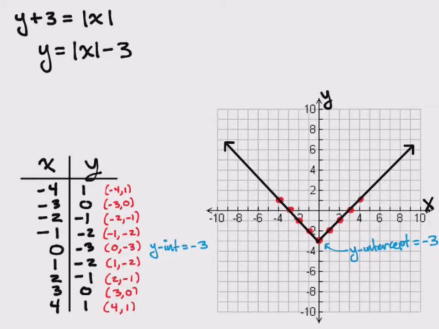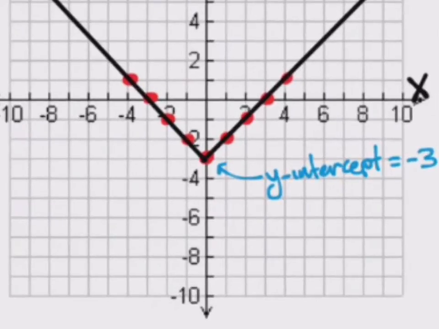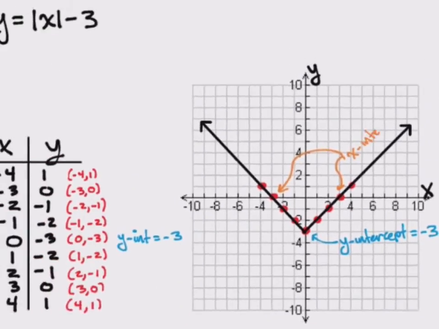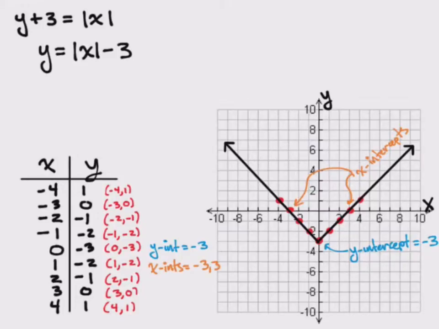is pretty easy to see from our graph, and it happened to be one of the ordered pairs that we found earlier. It also appears that we have two x-intercepts because our graph hits the x-axis twice, at the point 3, 0 and at the point negative 3, 0. So we'd say our x-intercepts in this case are both negative 3 and positive 3. Once again, we got a graph that is the exact same shape as y equals the absolute value of x, but it appears that this graph has been shifted down 3 units.